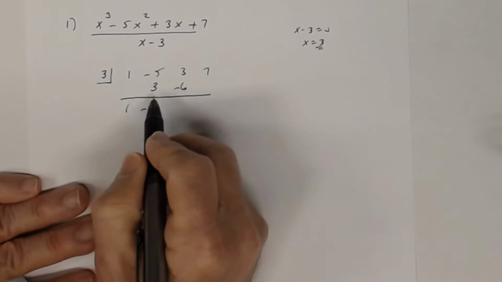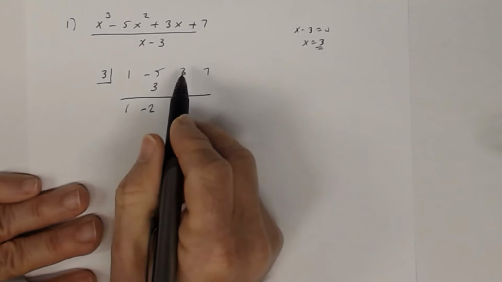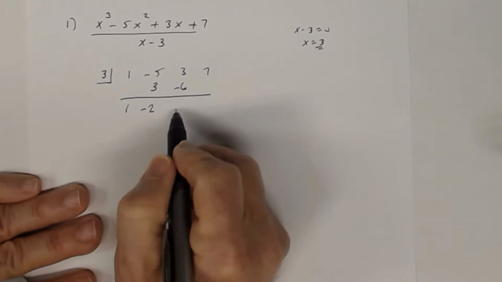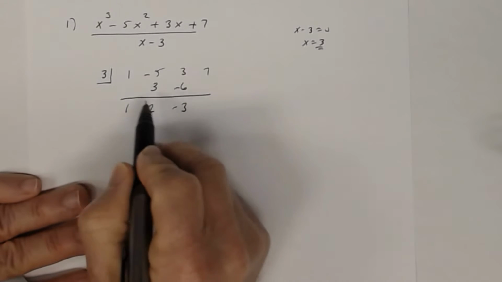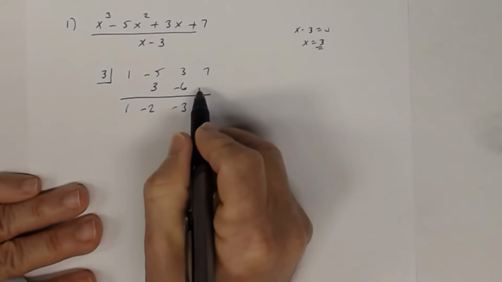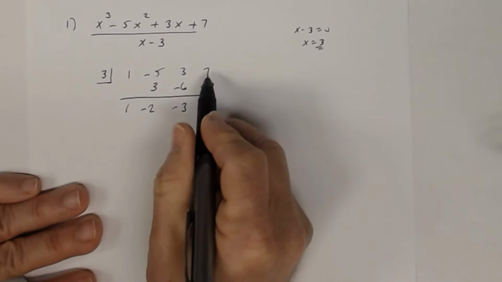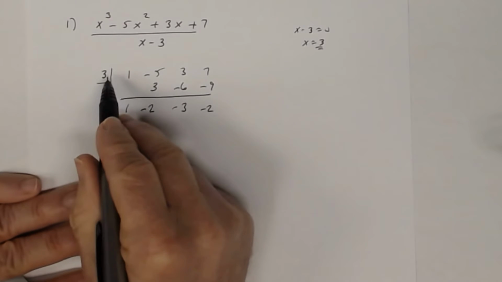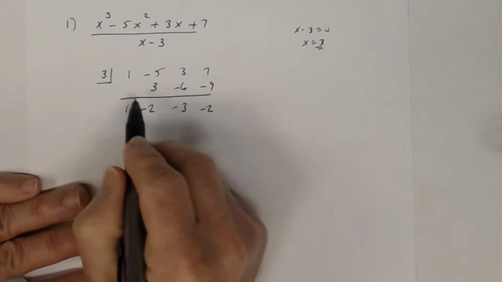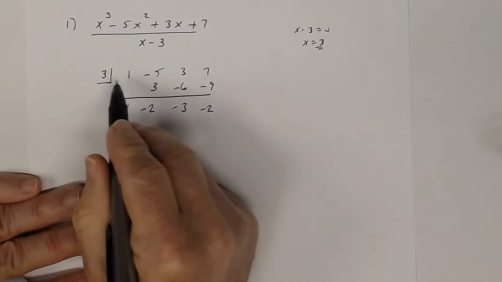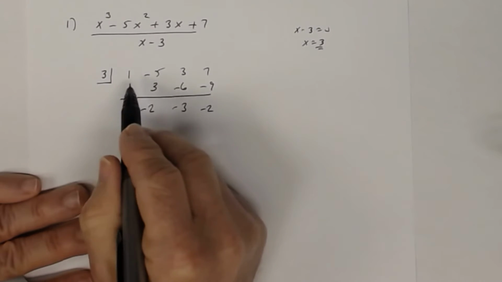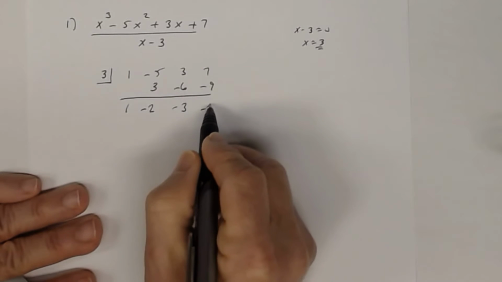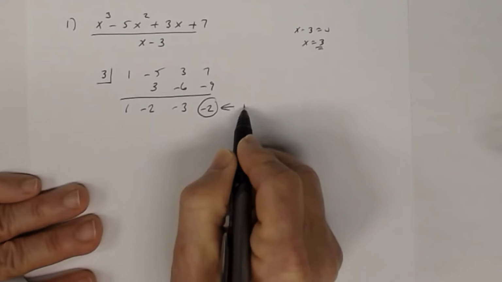Don't put that 3 anywhere else. The 3 must go under the -5, and the -6 must go under the 3. 3 and -6 is a -3. Then we multiply: 3 times -3 is -9, and then we add, and you get -2. Notice when you do this diagonal situation, that's multiplication, and then you add, multiply, add, multiply, add. Once you get to that last column, that's your remainder.